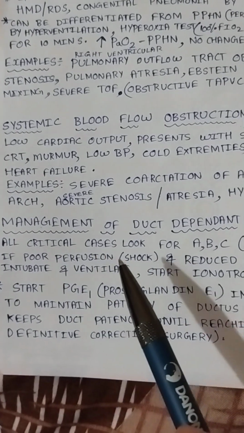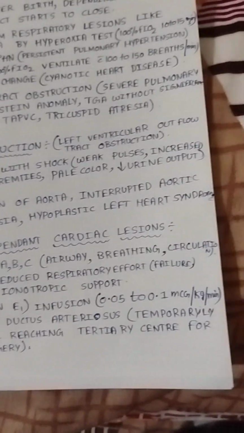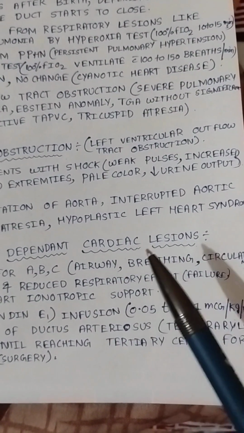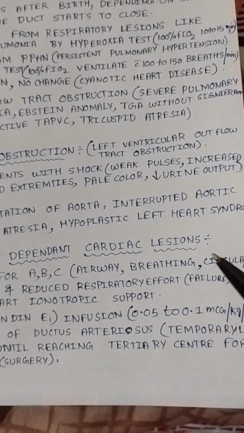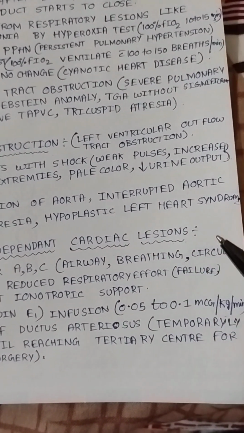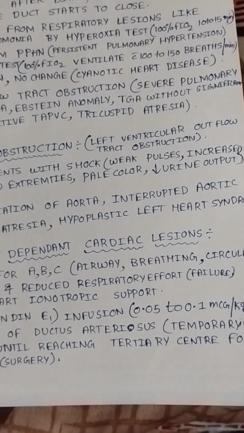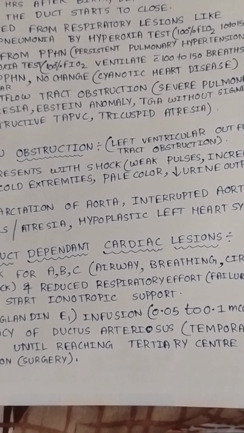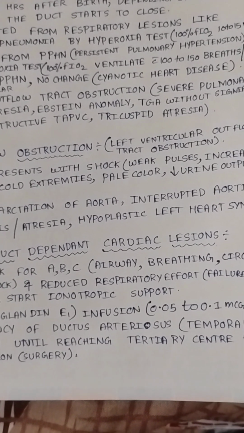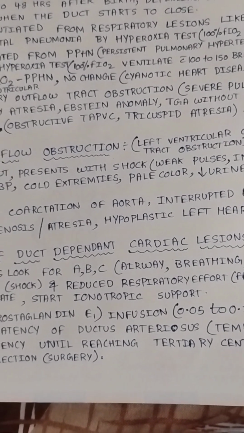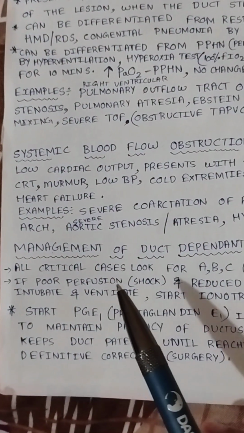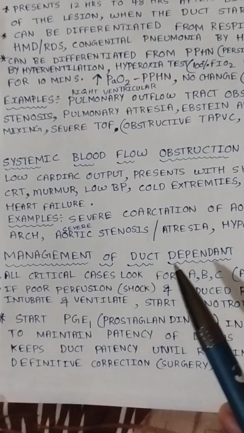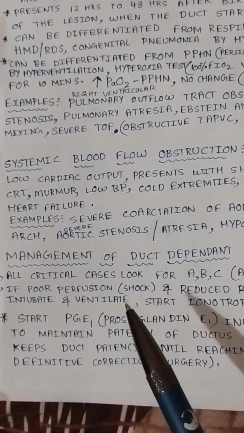First, in all critical cases, look for airway, breathing, circulation. Airway should be patent; if not, you intubate, and if the baby is not breathing properly, connect to the ventilator. For circulation, if there is cardiogenic shock, you should not give more boluses, only 10 ml per kg, and that too very slowly. If poor perfusion and reduced respiratory effort, intubate.